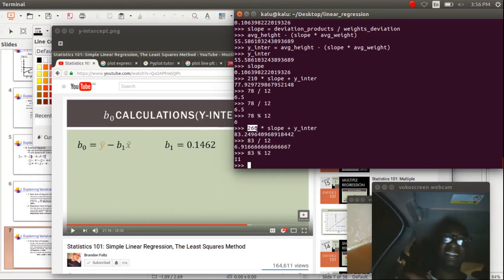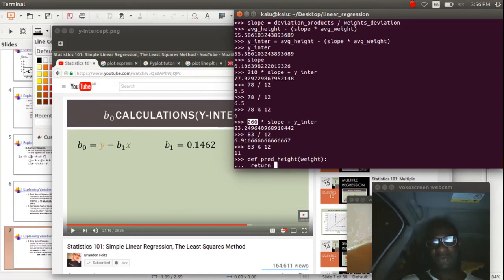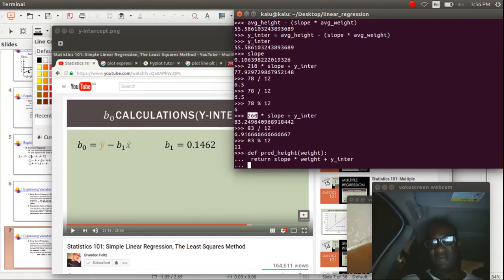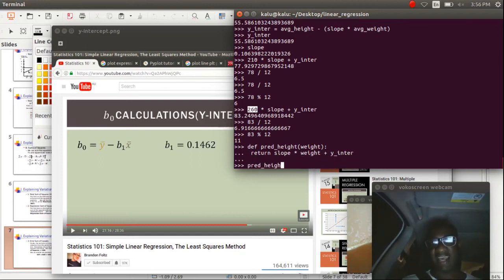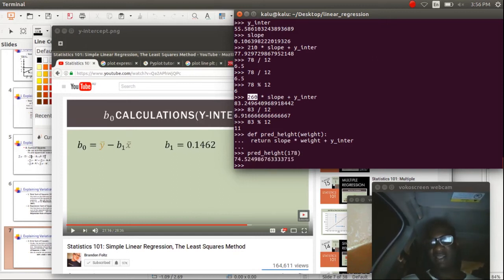So congratulations, we got our best line fit, which is this line that comprises the slope and this intercept. So we can actually do a function right here. We can say predict height is a function that takes the weight, and then it returns the slope times the weight plus the y-intercept. Then we can just use this function, predict height, to predict any height once we're given someone's weight. So 178, and it should be 74 inches.